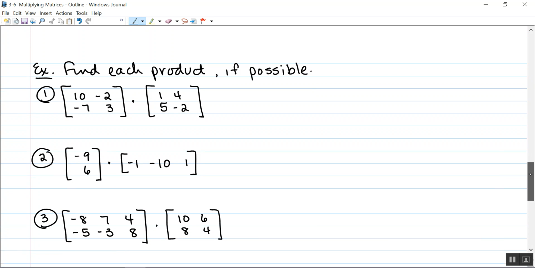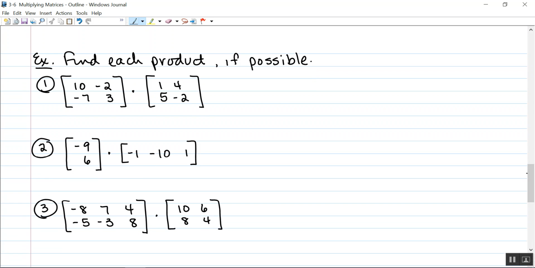So let's take a look at a couple examples of how we actually do this multiplication. So this asks, find each matrix product if it is at all possible. And this is a 2 by 2 and this is a 2 by 2. Square matrices are always multipliable times each other. So my product is going to be a 2 by 2, and I'm going to go across the first row and down the first column.